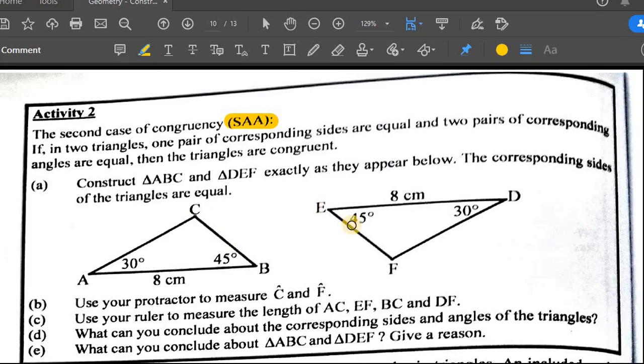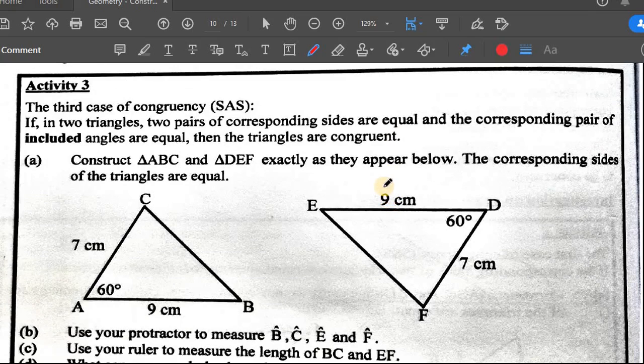They're also going to ask you to measure these lines. You're going to find out that CB is the same as EF. Obviously 8 is equal to 8, and you're going to find out that this line is equal to this line. When you measure these lines, you're going to realize that they are exactly the same, and you're going to conclude that triangle ABC is exactly the same as DEF.